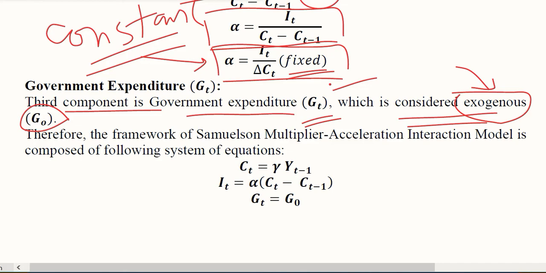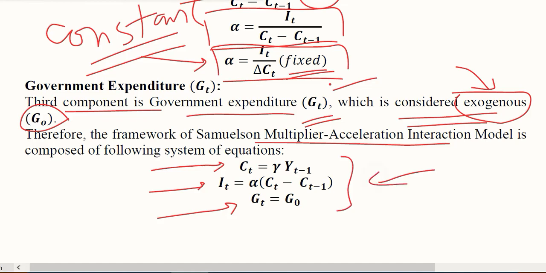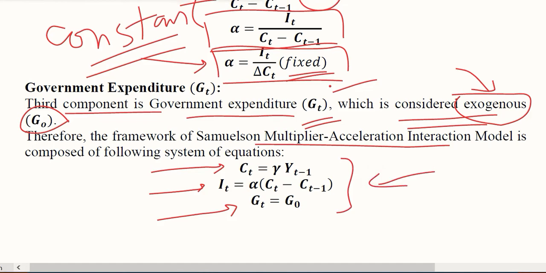So now we have all these three equations, in which we have the consumption stream, the investment stream, and the government expenditure stream, using which we can develop the solution of this multiplier acceleration model. So this is the framework that we were trying to build in this video. And in the next one, we will try to solve this.